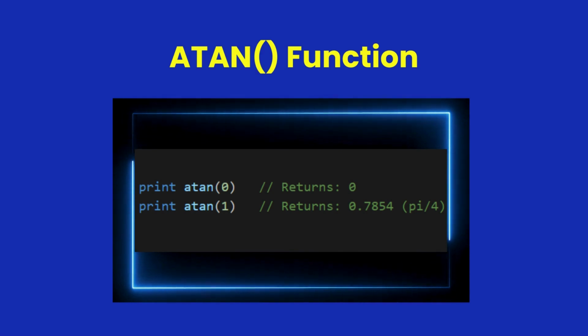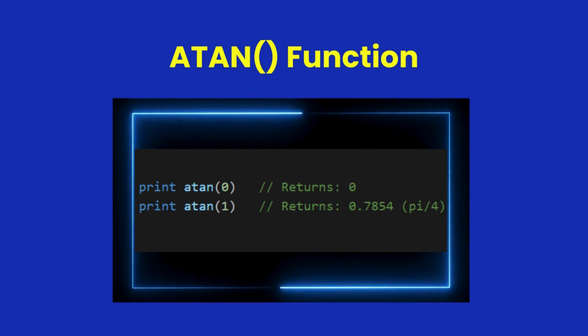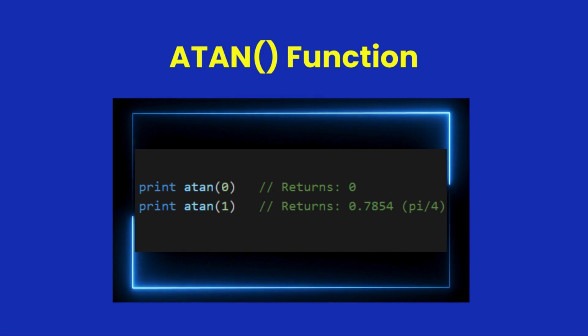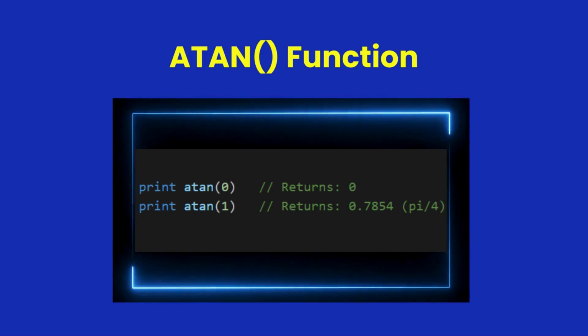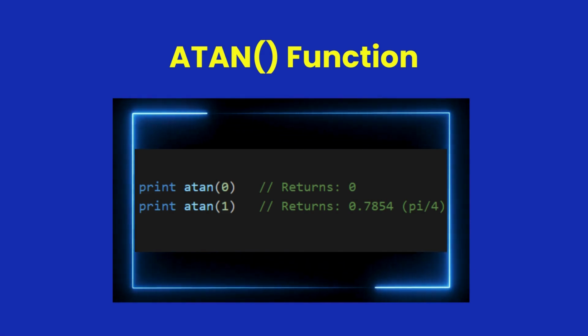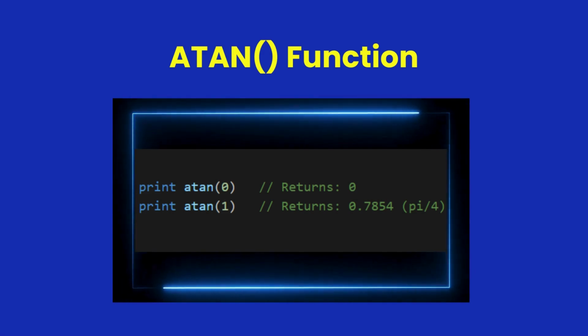The arctangent function returns the arctangent of a number, which is the angle whose tangent is the given number. Examples include: the arctangent function is useful for converting a tangent value back into an angle.